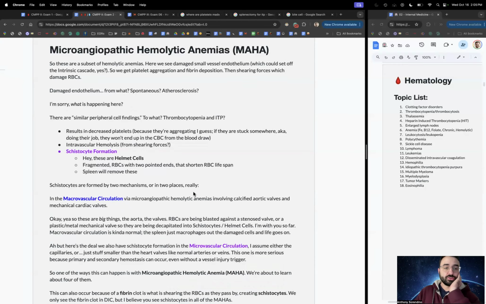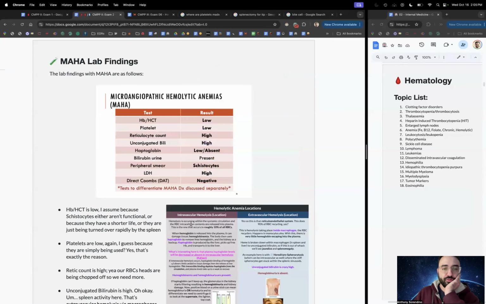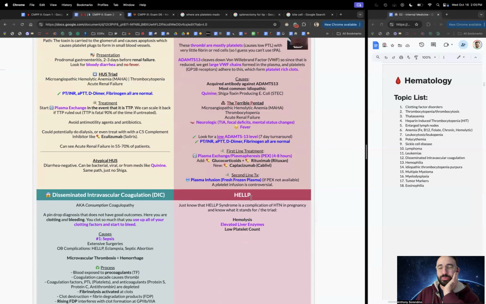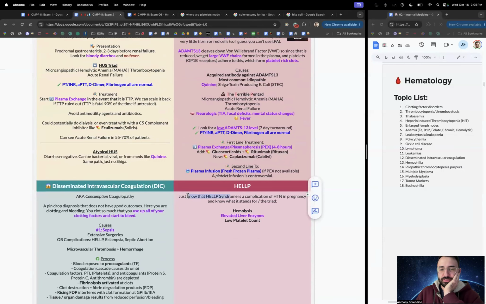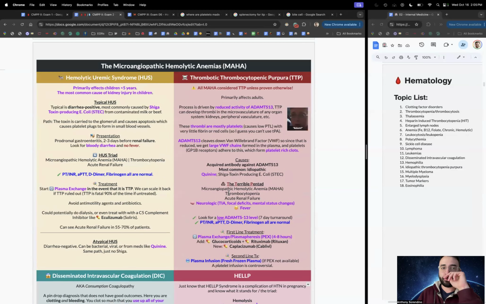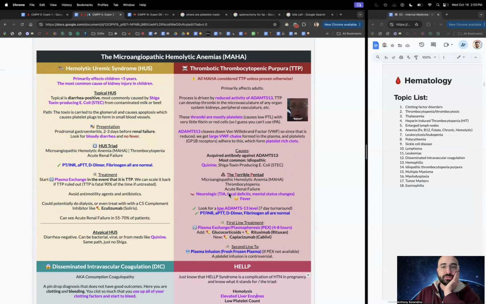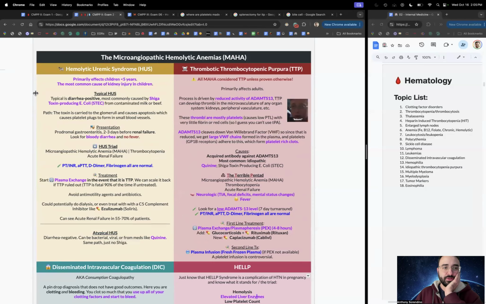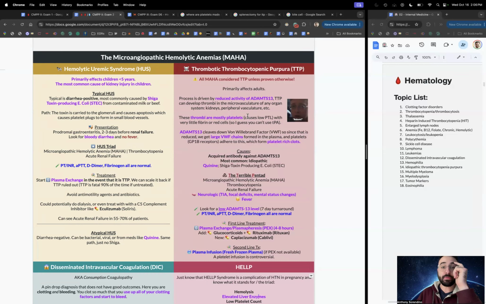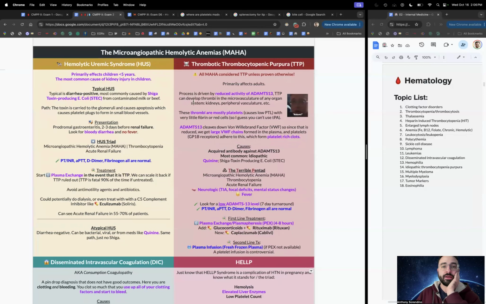Okay. So for this, I put this into a chart. HELLP syndrome really doesn't come up. Just know that this stands for, you see this more in preeclampsia, hemolysis, elevated liver enzymes, and low platelets. Just know that triad. All right. So HUS versus TTP is important. So what are these? This entire thing, these are MAHA, microangiopathic hemolytic anemias.